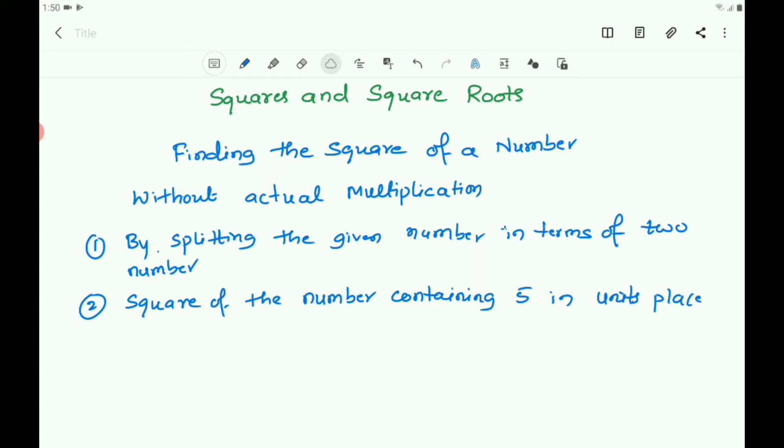Without actual multiplication, you can use two methods. One is the method in which the given number is split into two numbers, that is, by splitting the given number in terms of the sum of two numbers. And the second one is the square of a number containing 5 in the units place.